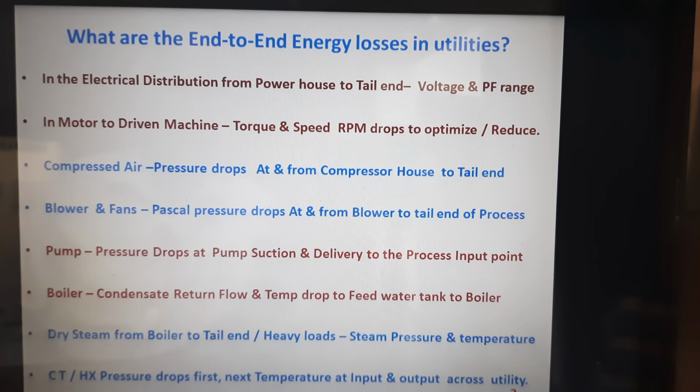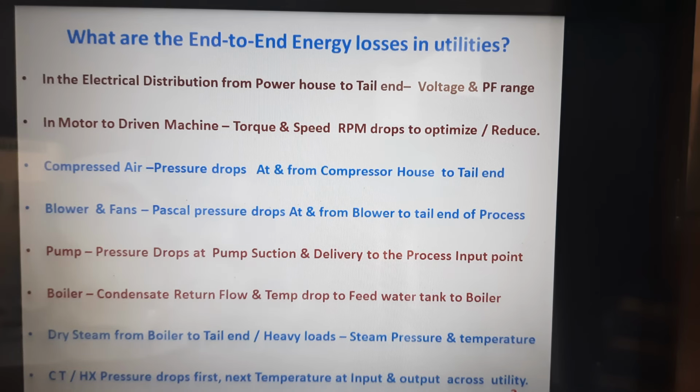Boiler: the condensate return flow and the temperature drop to the feed water tank. Normally you find the condensate return water temperature is almost 90 plus, almost 100, at the start of the equipment, at the return side of the equipment's rejection. When this condensate return comes to the boiler, it is around 70 or 80, or sometimes 60. What are all the drops happening, and how can this be optimized?